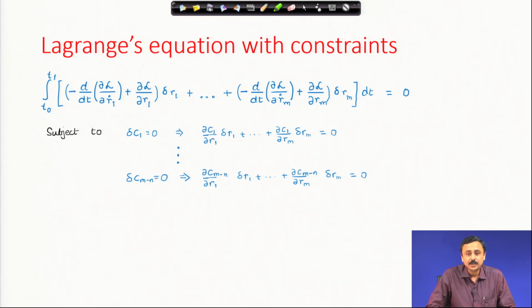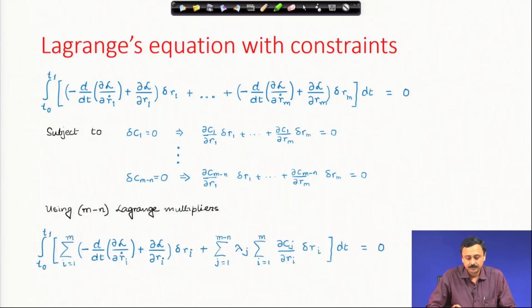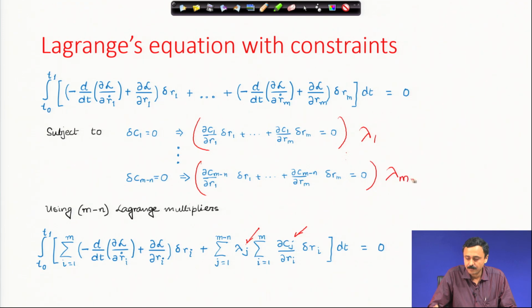And then the next step is to introduce these constraints into our variational statement using the Lagrange multiplier. For every constraint, I need one Lagrange multiplier. What do we do then? For every j, I have lambda j. Therefore, this I multiply by lambda 1 and so on, then lambda 2, and this I multiply by lambda m minus n, add them and introduce in the variational statement.